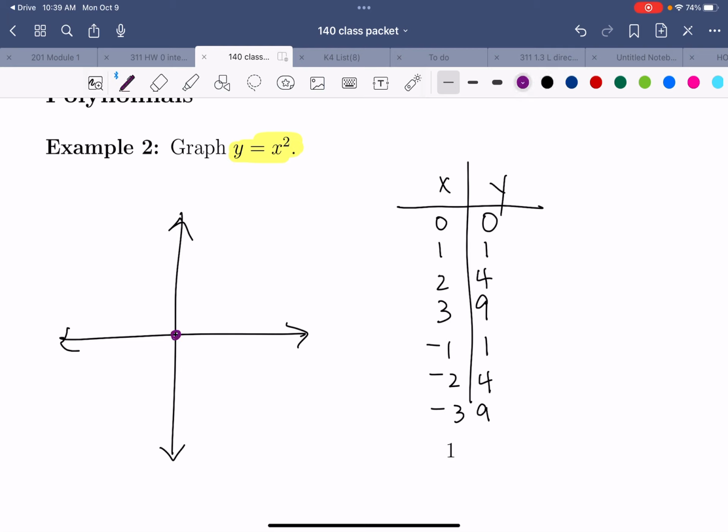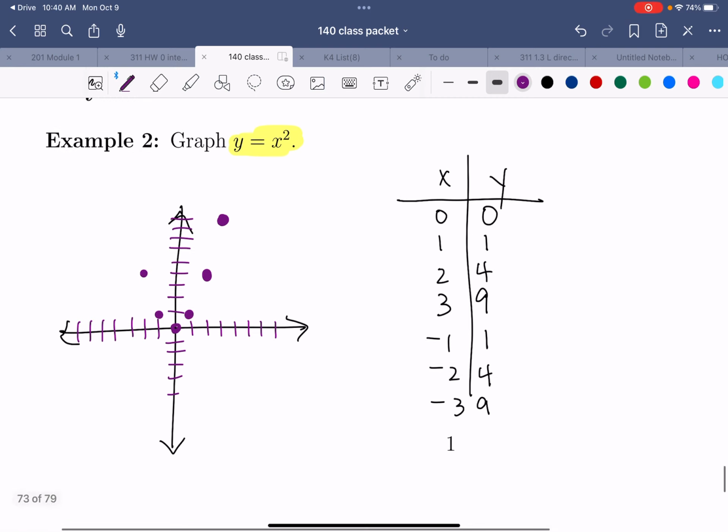So 0, 0 is at the origin. 1, 1 would be here. 2, 4, over to the right 2, up 4 would be about here. And 3, 9, so that would be up here. In the other direction, -1, 1 is here. -2, 4 is here. And -3, 9 is up here.